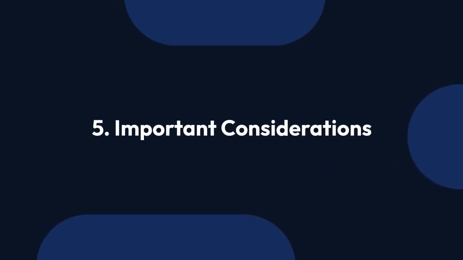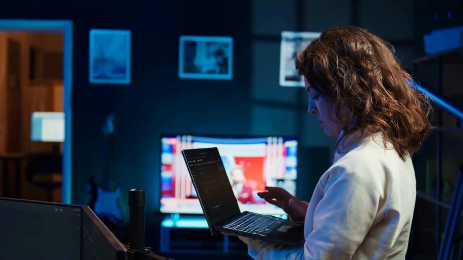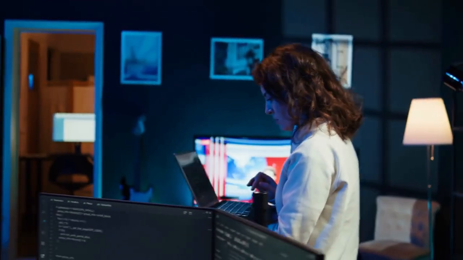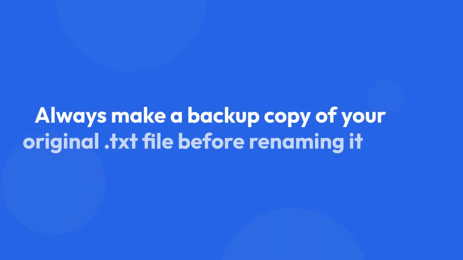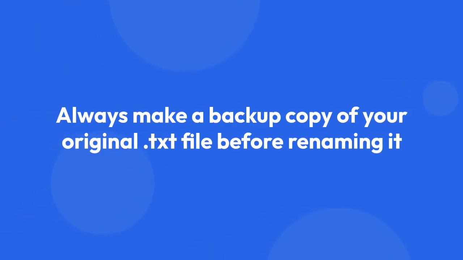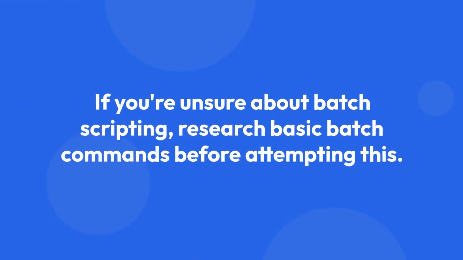Important considerations. Remember that simply renaming a .txt file to .bat doesn't change the content. The file must contain valid batch script commands to function correctly. Incorrectly formatted commands in a .bat file may lead to errors or unexpected behavior. Always make a backup copy of your original .txt file before renaming it, just in case something goes wrong. If you're unsure about batch scripting, research basic batch commands before attempting this.